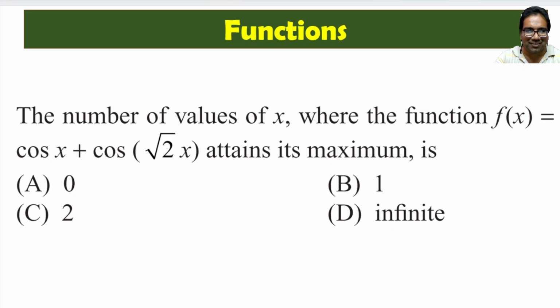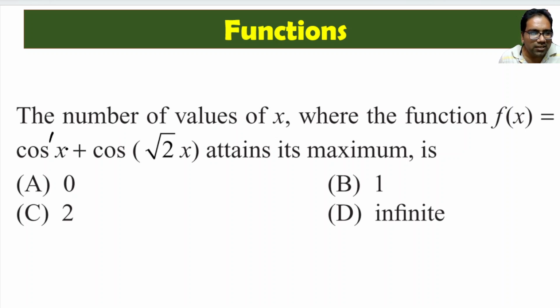Here we are given a function f(x) = cos x + cos √2x. Then the number of values of x for which this sum, cos x and cos √2x together, will attain its maximum. Cos x we know runs between -1 and +1. So the highest value of cos x is 1.